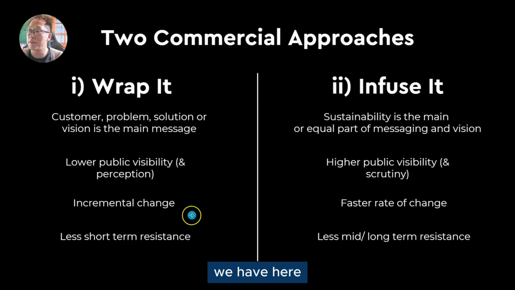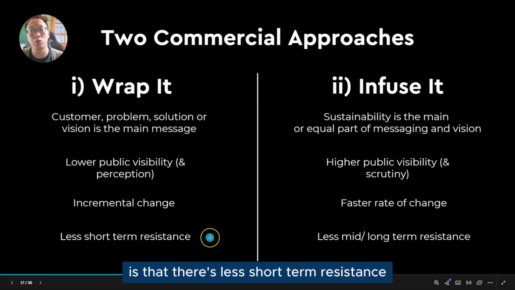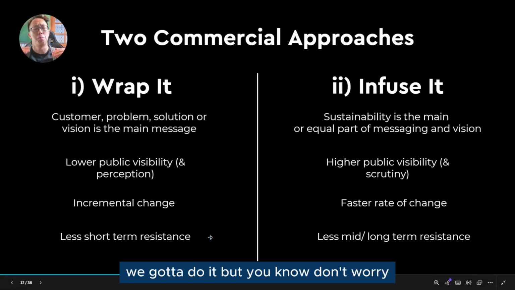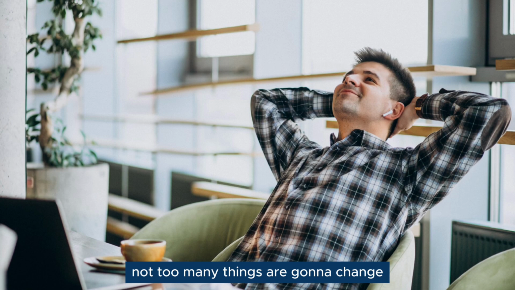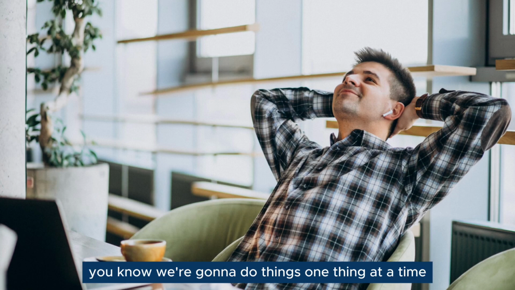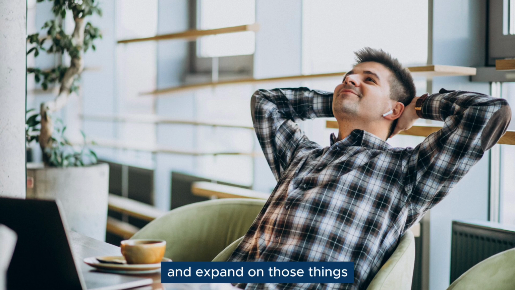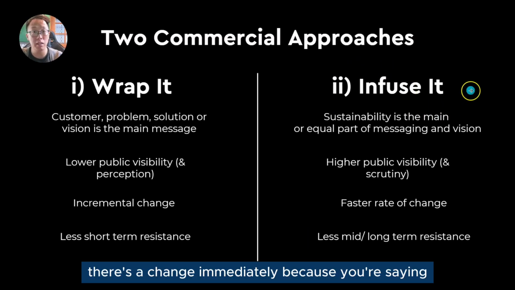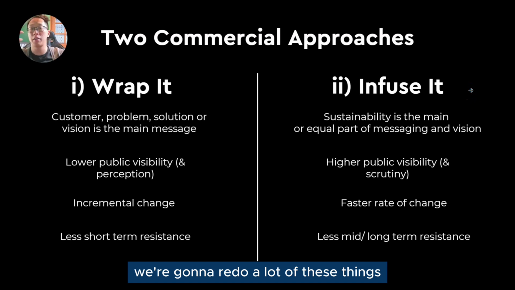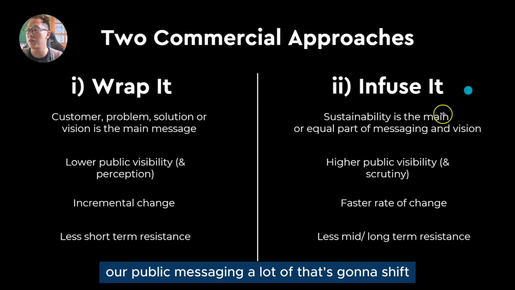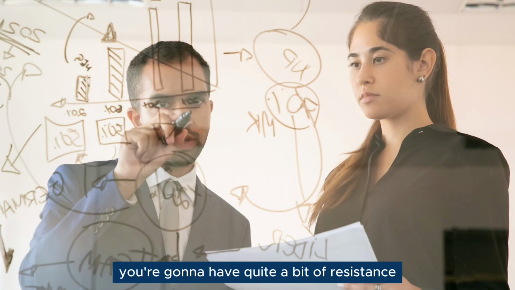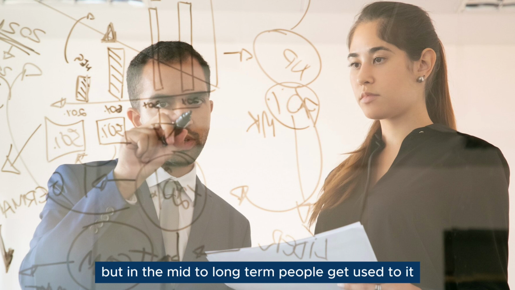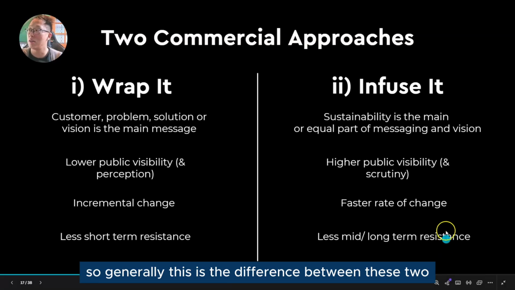And an assumption that we have here is that there's less short-term resistance, because you're saying, oh, we've got to do it, but don't worry, not too many things are going to change. We're going to do things one thing at a time, do it well, and expand on those things. Whereas with Infuse It, there's a change immediately, because you're saying we're going to redo a lot of these things, our public messaging, a lot of that's going to shift. So at the start, you're going to have quite a bit of resistance, but in the mid to long term, people get used to it, people leave, you hire different people who share those values. So generally, this is the difference between these two different approaches.